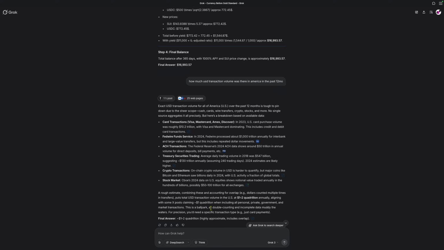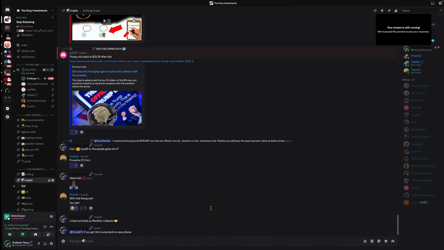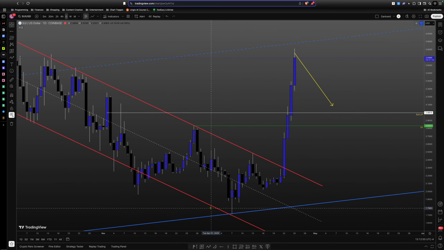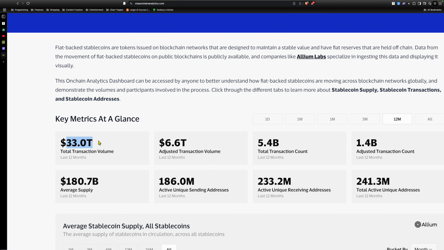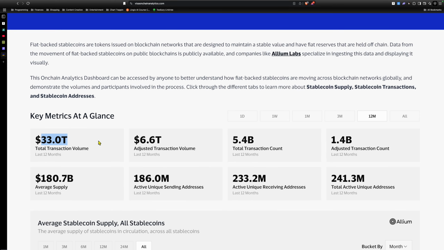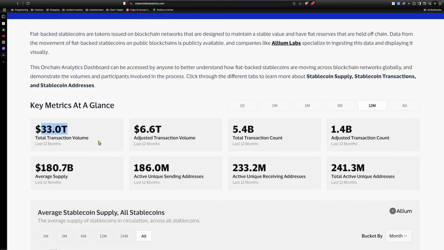So to hit 1 quadrillion, that'd be times 4, or a little less than times 4, really. So crypto is already performing at 33% transaction volume of the American economy. USDC is gonna beat out US dollars really soon. Really, really soon. Alright.